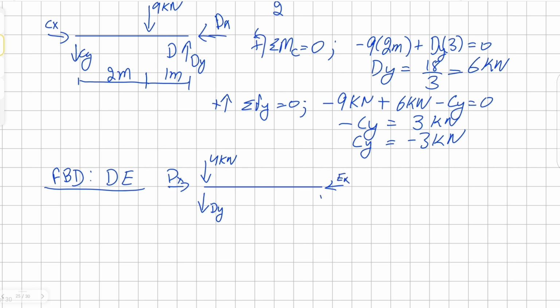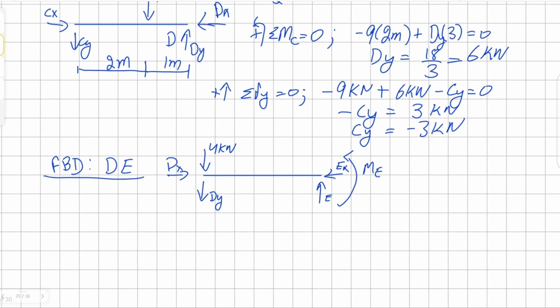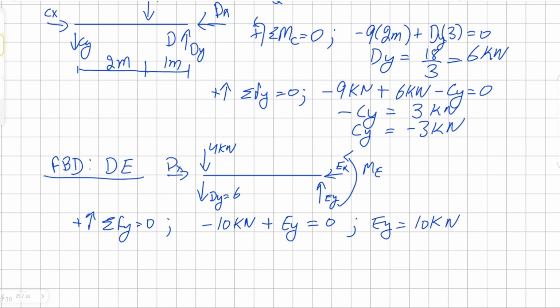We're going to have a vertical reaction for E, and we're going to have a moment because it's a fixed connection at E. Let's sum the forces in y direction to get the value for vertical reaction at E. So we're going to have DY, we found it already at 6 kilonewton. It's going to be negative 10 kilonewton plus vertical reaction at E all equals to 0. Solving for EY, we get 10 kilonewton as our solution.